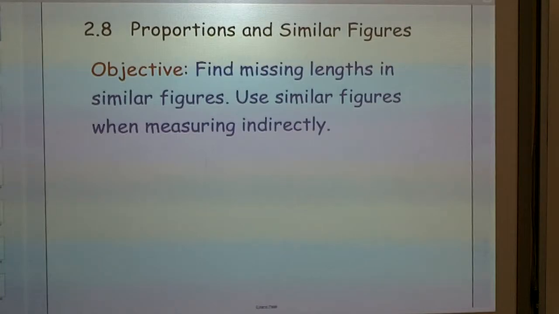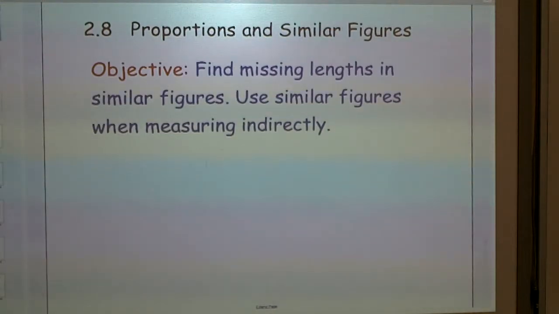Alright, welcome. We're going to continue on with Chapter 2 in Section 8 and talk about proportions and similar figures today. Our objective is going to be to find missing lengths in similar figures and use similar figures when measuring things indirectly, or using indirect measurement. Alright, there's a lot of cool things that you can do with similar figures and cool activities, and we're going to get started with them today.